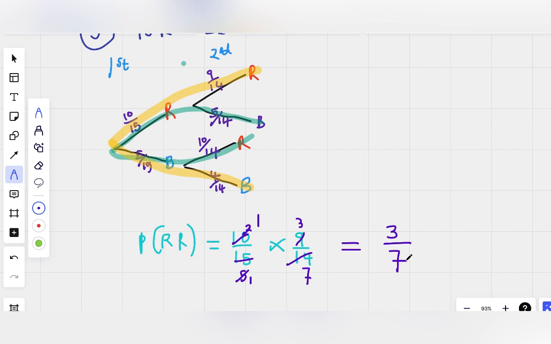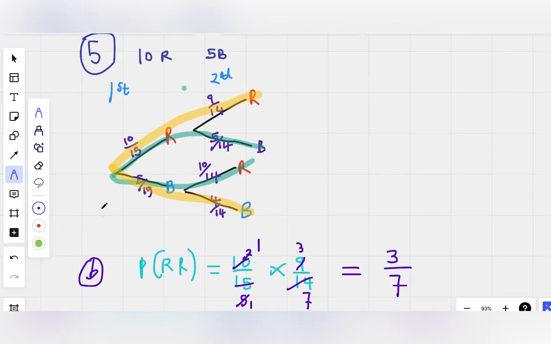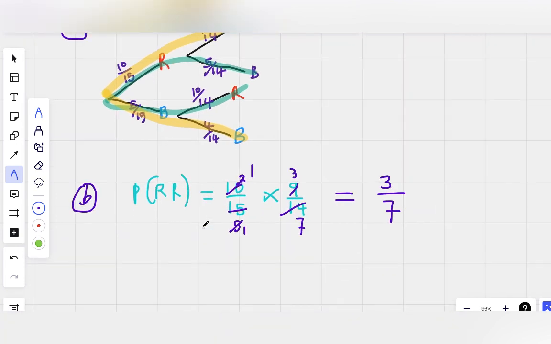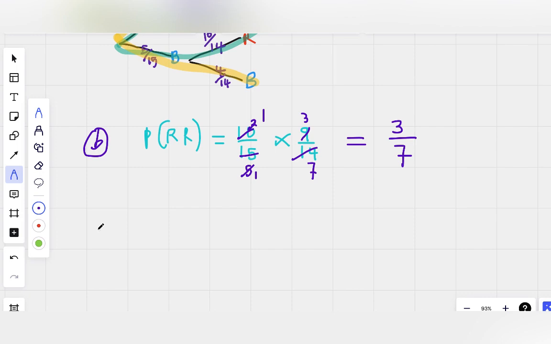Okay, so that's that for that. Let's go to the third one, which probably will include conditional probability. This is the C question. Drawing the tree diagram was the A question. Then let's go to the C question. The C question will be a conditional probability.